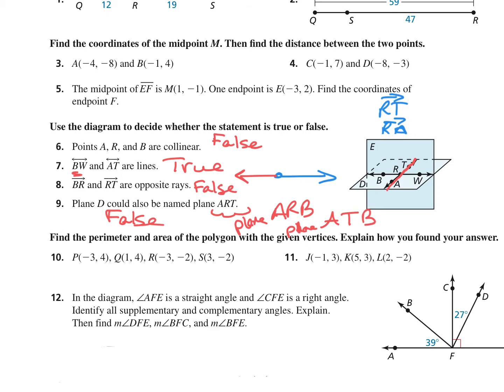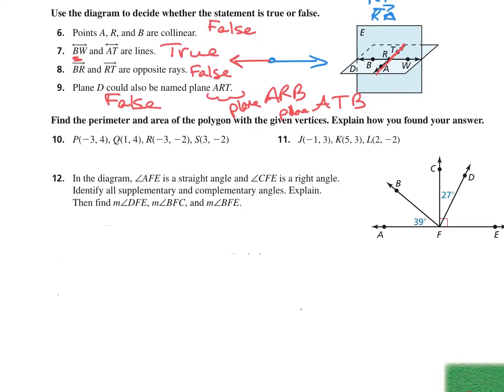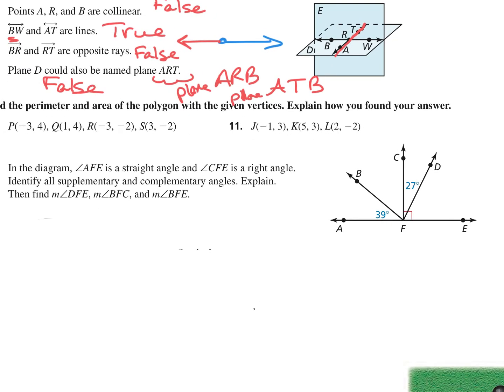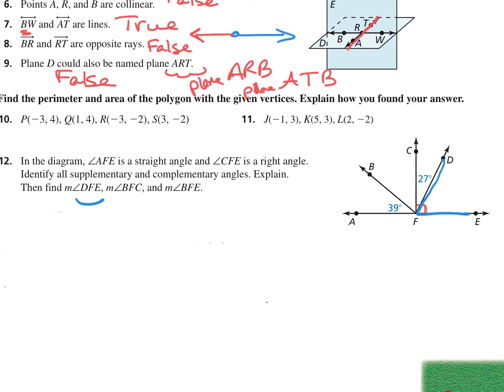So for number 12, what we need to do here is figure out all these missing angles from the diagram. So for here, notice we've got a little box indicating that this is a right angle. So to find the measure of this angle here, DFE, which is the first one they're looking for, all we need to do is 90 minus 27, and I get 63 degrees.